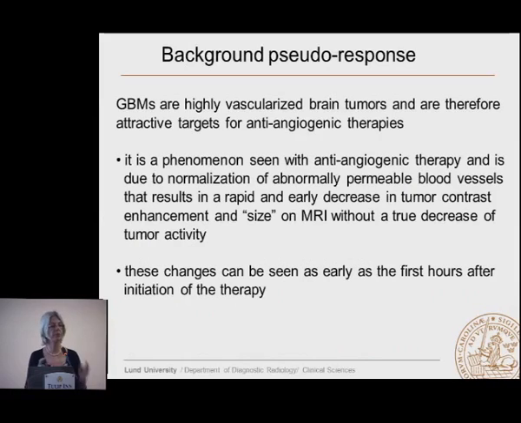That was pseudoprogression. Now, pseudo-response is something different. The pseudo-response is related to the fact that glioblastoma multiforme are very vascular tumors and therefore have been very active to target with anti-angiogenic therapy. So what we will see in this patient cohort, or these patients treated with this kind of therapy, is a normalization of the abnormally permeable blood vessels, and that results in a very rapid decrease in contrast enhancement that can occur within hours after treatment. So it looks like there is no contrast enhancement anymore, and it looks like the tumor has disappeared, which is of course not the case.